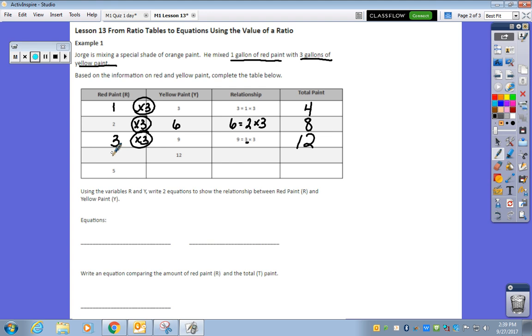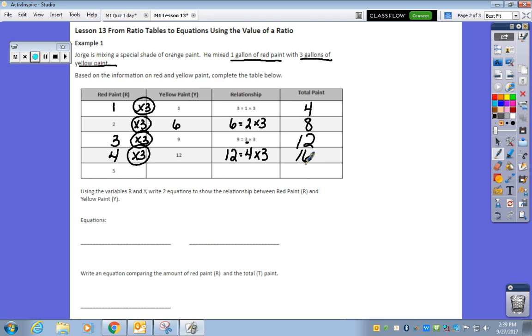So next we would have our 4. 4 times 3 gives us the 12 that we see here. In other words, the relationship is I got my 12 gallons of paint from taking the 4 gallons of red and multiplying it by 3. Total altogether, I have 4 red plus 12 yellow, or 16. And again, just counting by 4s down the total paint column.